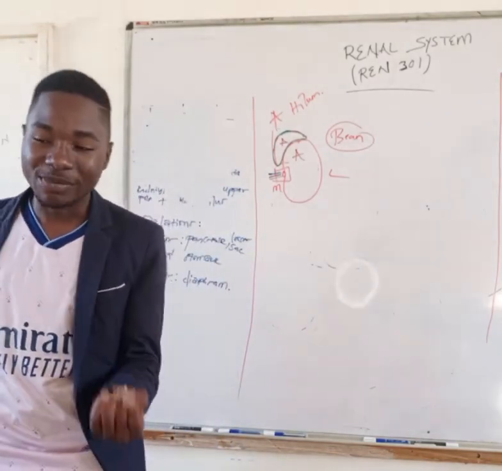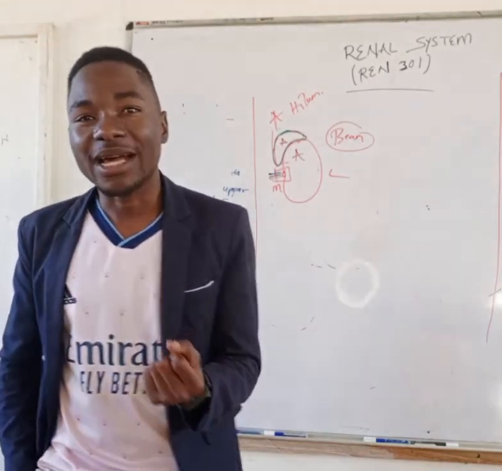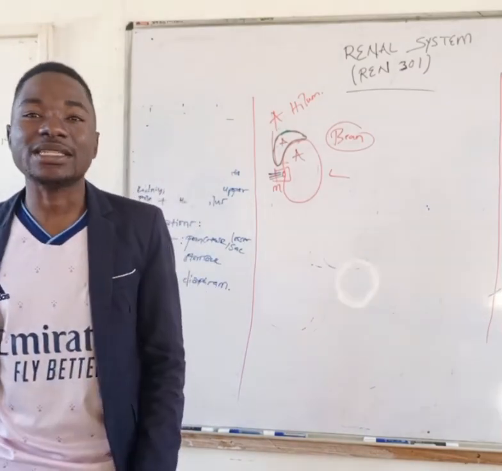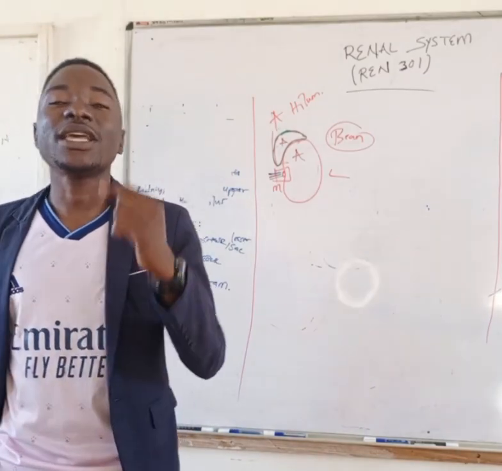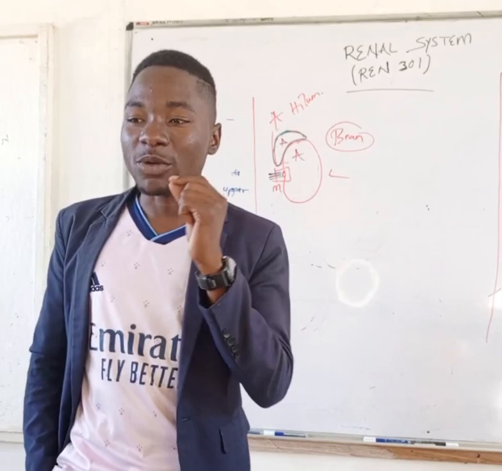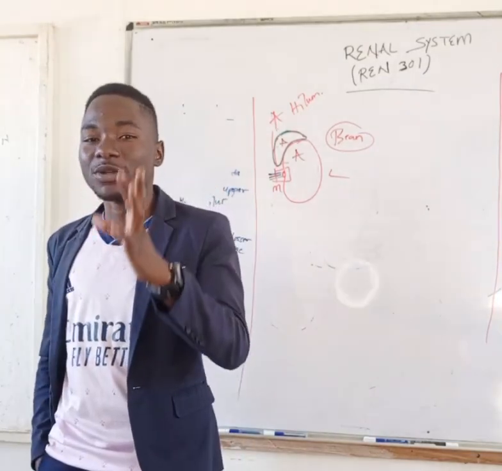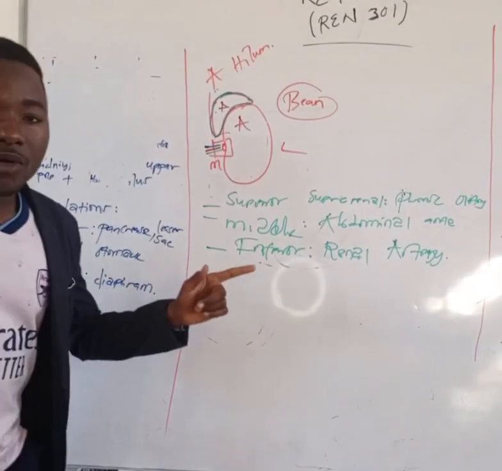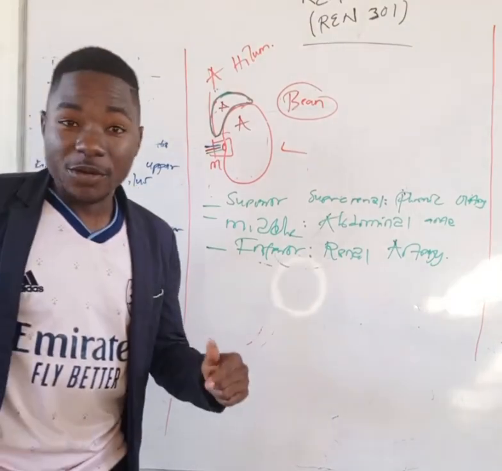Because it's going to ask you to tell the arteries that supply blood to the kidneys, to the suprarenal gland, and you need to support yourself, you need to back yourself. Alright, so I was just trying to make things clear for you guys.